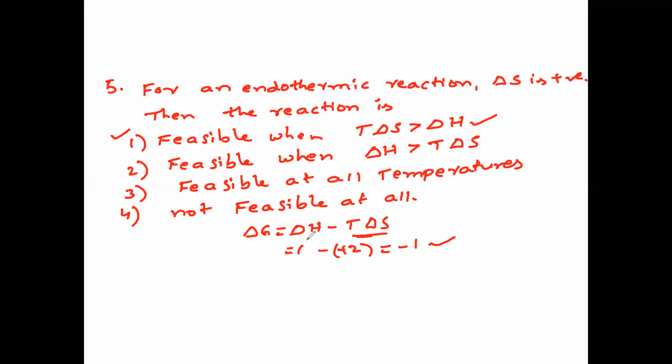Because I'm simply taking delta H is equal to 1, T delta S is equal to 2, and if so, delta H minus T delta S is 1 minus 2, which becomes minus 1. So it is feasible when T delta S is greater than delta H. Even if delta H is positive, the above reaction is feasible when T delta S is greater than delta H. I hope it is clear.